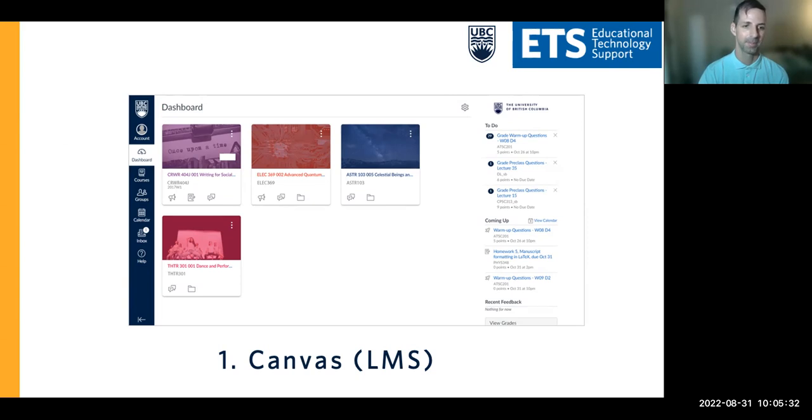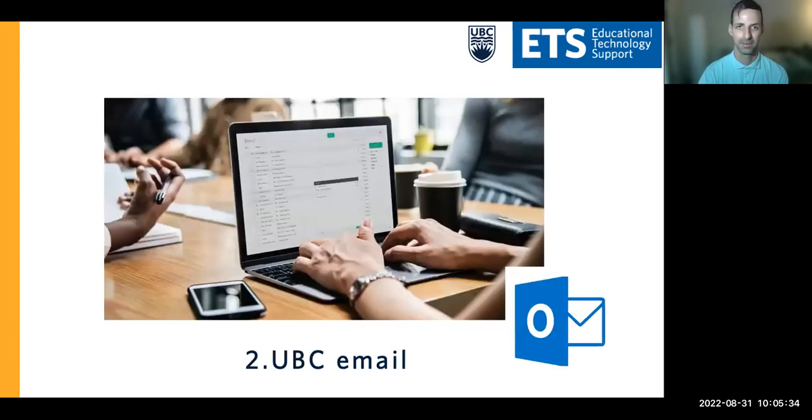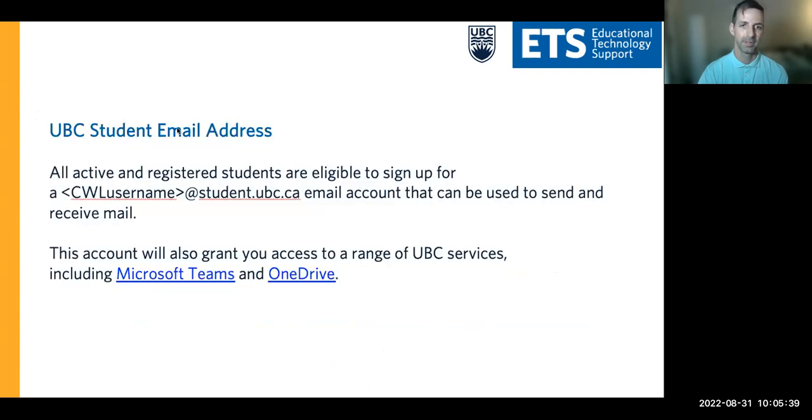Then, of course, another technology you'll be using is UBC email. The UBC student email address, you will get access to one of these. And it will basically consist of your CWL username at student.ubc.ca. I imagine most of you already have that, but if you don't, you can go to the link we'll be sharing in the chat, and then you can access all the instructions to get that set up. So I'll share it right now, actually, it's here.